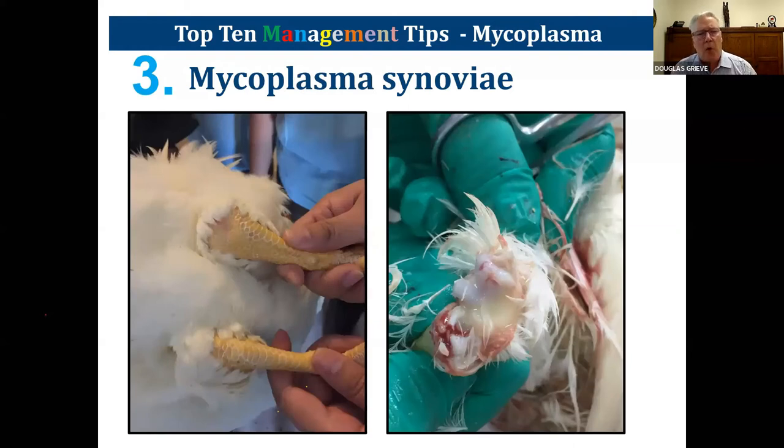As I mentioned before, with Mycoplasma synoviae, MS, joint infections occur. These joint infections are not really distinguishable from other reasons for joint swelling. Staphylococcus, another bacteria, is a very common joint infection, and the appearance is very, very similar to that. So, keep it in mind that Mycoplasma MS could be involved.